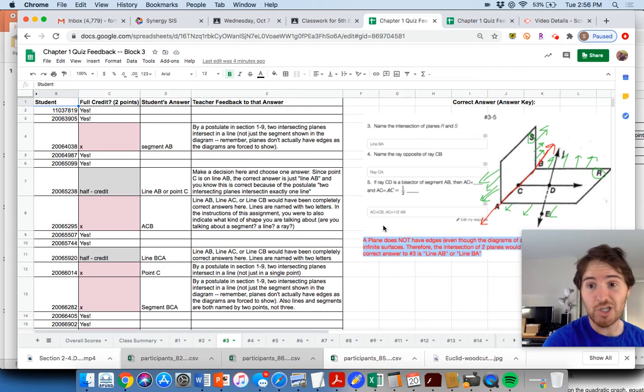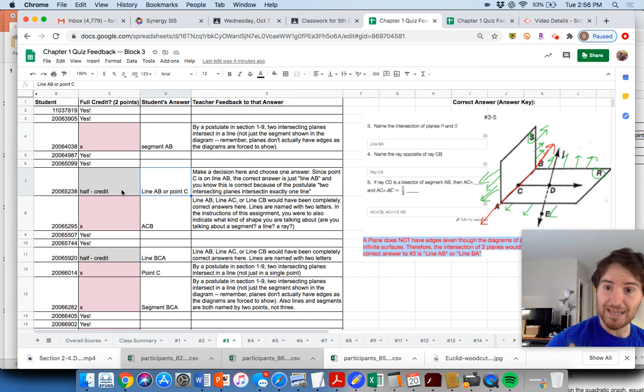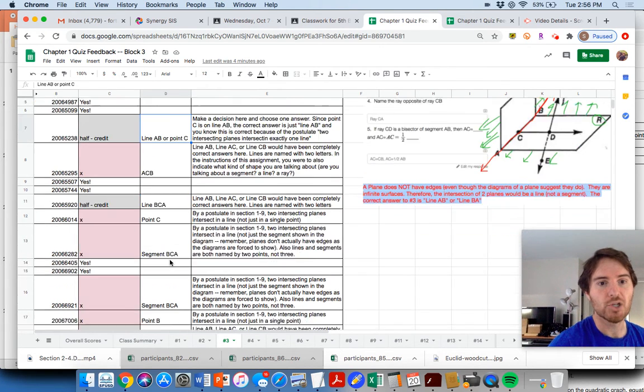Have the whole explanation down here. So really look at that. You can check out your explanations, and you can email me if you have any questions here, okay? Half credit answer. Somebody said line AB or point C. Well, AB is right. Why are you putting 2 answers down, right? Why are you putting point C? Point C is on line AB. So 2 planes intersect at a line, right? That is a postulate from section 1-9.